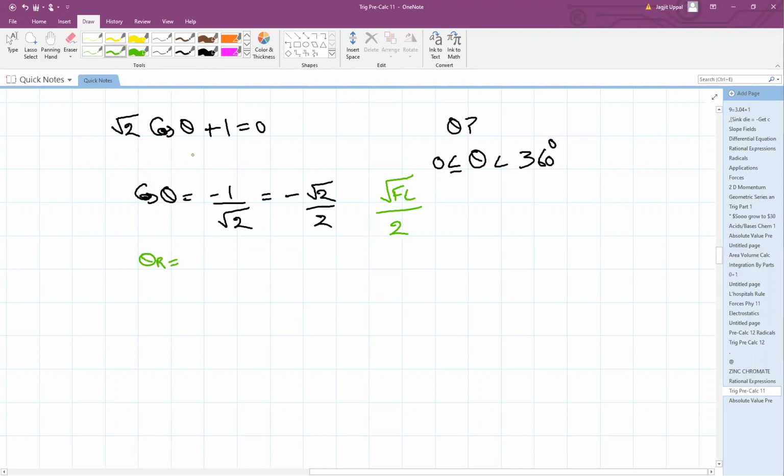2. So what's my reference angle going to be? 45, right? And then I'm going to make my quadrant. I'm going to write add sugar to coffee.